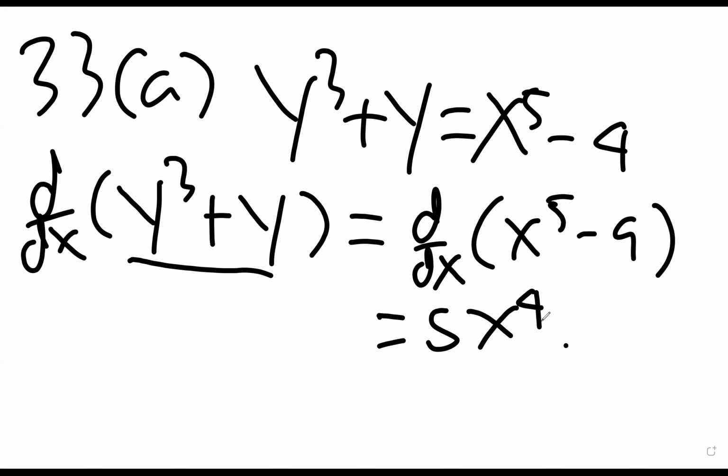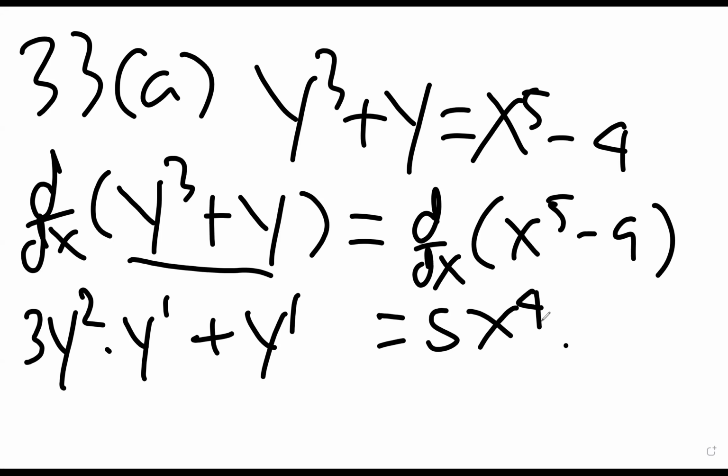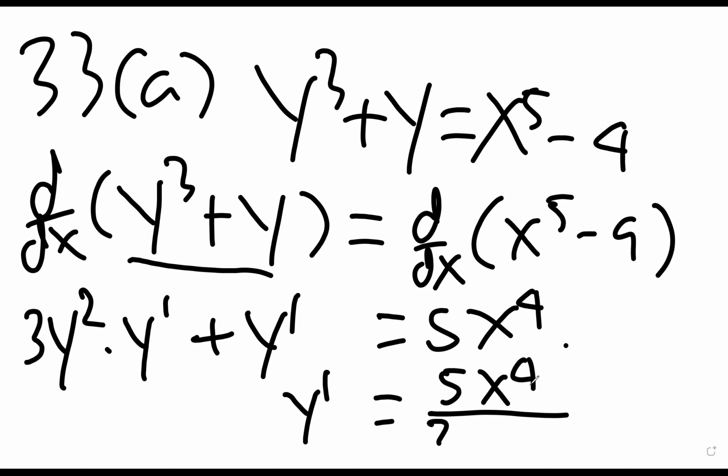Now take the derivative of y cubed plus y. The derivative of y cubed is 3y squared, but do not forget to multiply by y prime, plus y prime once again, equals 5x to the power 4. So y prime equals 5x to the power 4 divided by the multiplier of y prime, which is 3y squared plus 1.